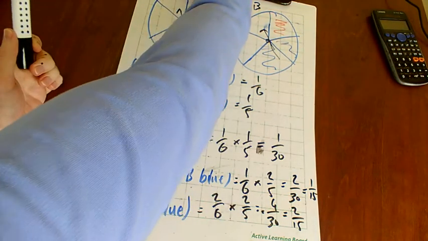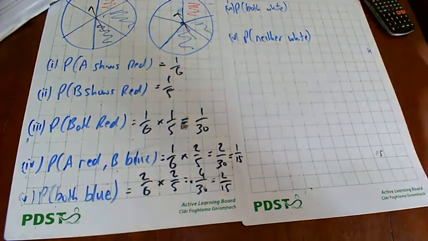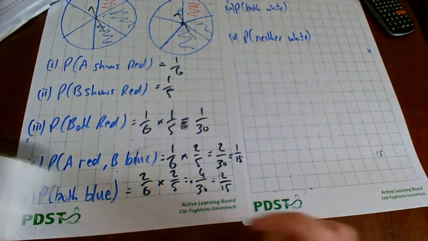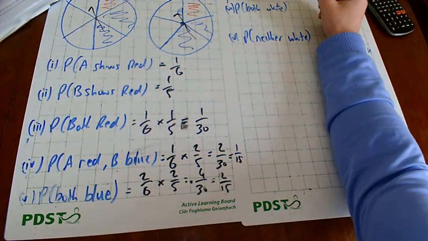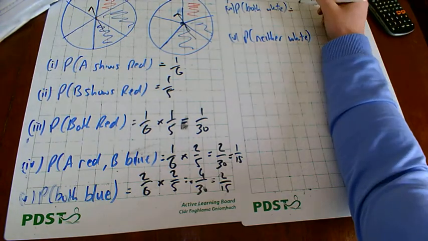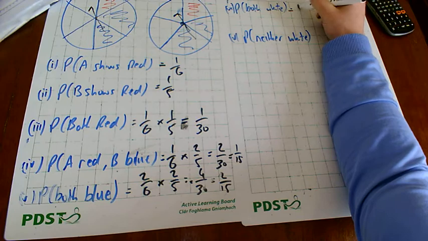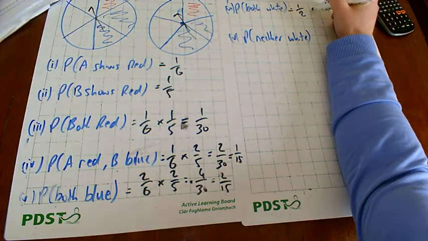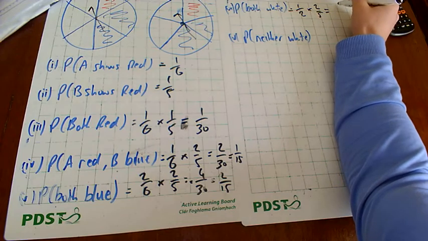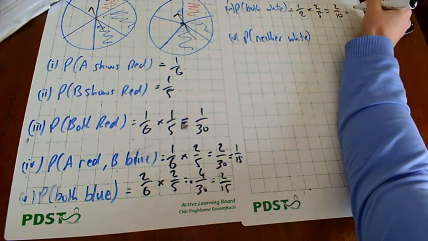I'm just going to go to the next couple. Probability both white. In the first one, it's 3 out of 6, or 1/2. Second one, 2 out of 5, and that is equal to 2 out of 10, or 1/5.